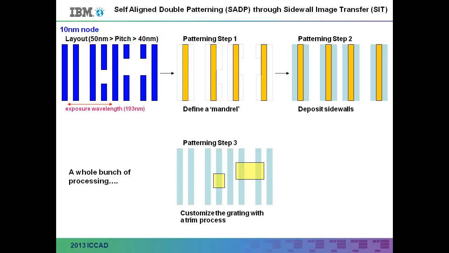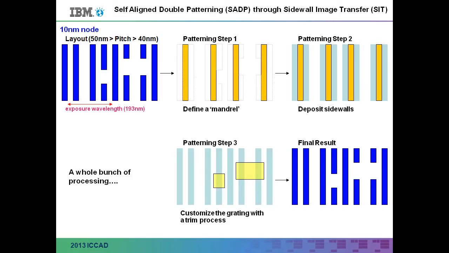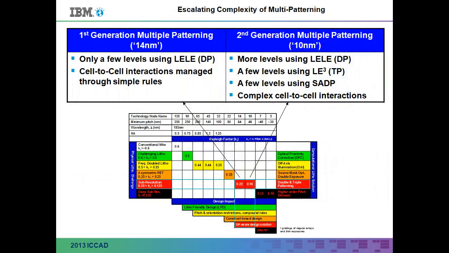And then you come in with a second exposure to add this kind of two-dimensional detail again to your layout, right? It's pretty easy to make gratings with this technique, but if your designers need something more than gratings, you have to work a little bit harder. So this is self-aligned double patterning or sidewall image transfer. And then you have your final image.